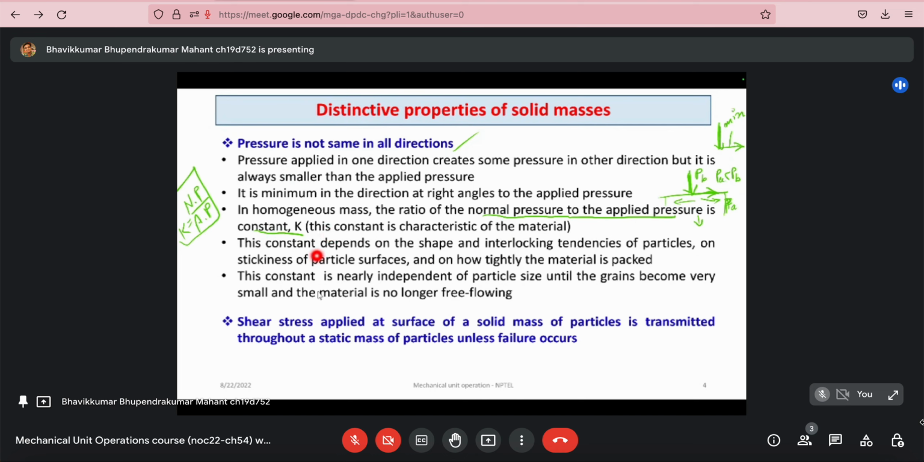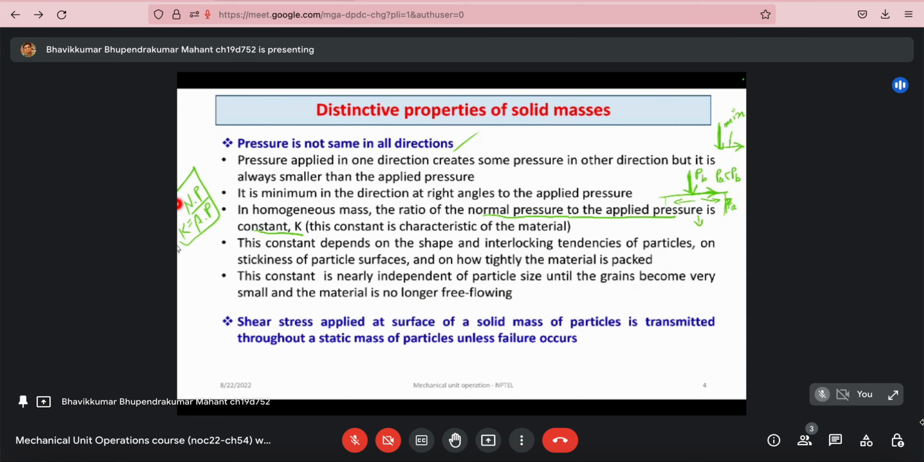Now this constant depends on the shape and interlocking tendencies of particles, on the stickiness of particle surfaces, and on how tightly the material is packed. So you can consider that it depends on the behavior and different kinds of configurations of physical properties. This value depends on them. This constant is nearly independent of particle size until the grains become very small and the material is no longer free flowing.